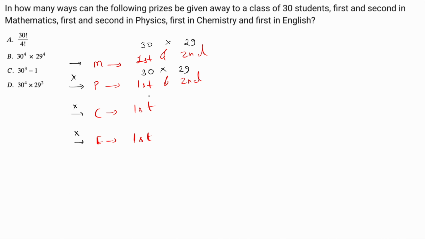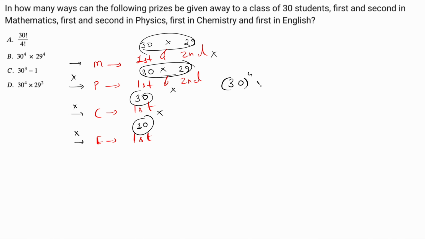Likewise, the number of ways of giving away the first prize in chemistry would be 30, and 30 ways to give the first prize in English. Okay, as discussed previously, we are supposed to multiply all of these. So 30 into 29 into 30 into 29 into 30 into 30. So 30 will come 4 times, and 29 will come twice. So 30 raised to 4 into 29 raised to 2. And that's the answer to my question. It is my D option.